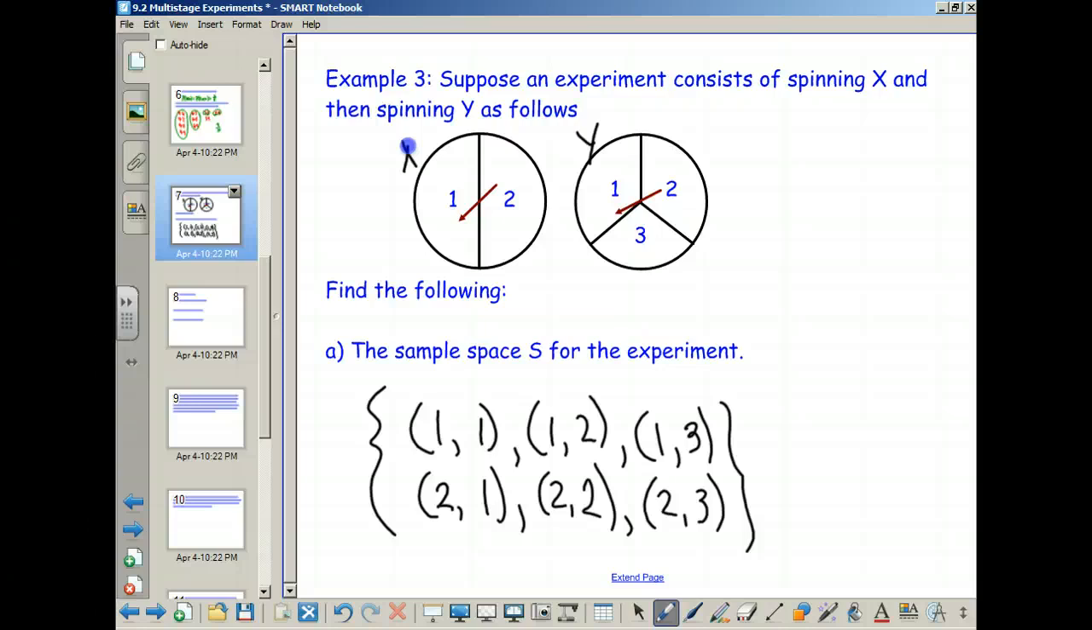So this is a sample space. It's a list of outcomes, all the possible things that could happen. It's not the only way to write this, but it's a way that works pretty well. Is that good? Understand?